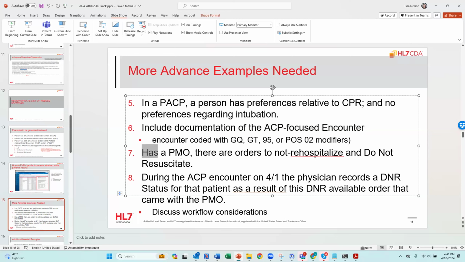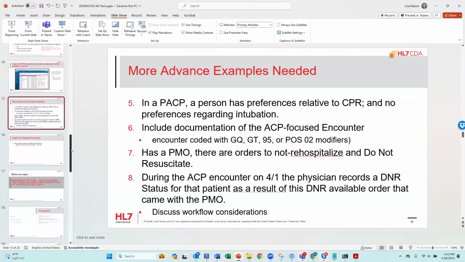These are relevant for medical orders. Does the portable medical order have some kind of order in it for not rehospitalizing or do not resuscitate? Because if it does, and you've verified all of that, then that's when you'd want that observation where you write, in the context of this encounter, the DNR status of this patient is, and then whatever you assess it to be, you, the people doing the documentation in your EHR. And these are much more complicated. We agree that this is going to take us between now and August to work through all these issues.